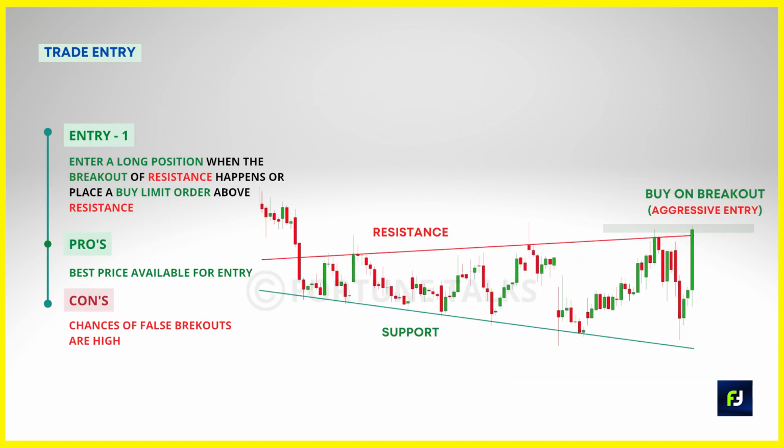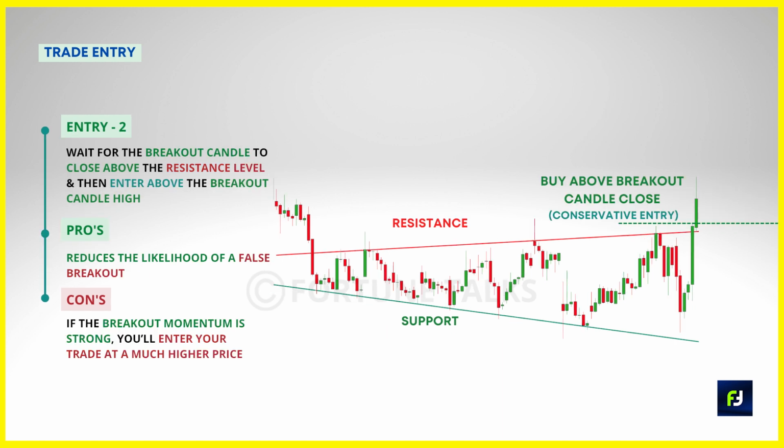So with that in mind, let's talk about all the possible entries when a breakout happens above the upper trendline resistance. You can take a long entry as soon as the price breaks above the resistance, as this will give you a good entry price. But the downside is that it could be a false breakout and you could get trapped. So a better alternative would be to wait for the breakout candle to close above the resistance trend line and then enter at the opening of the next candle or above the high of the breakout candle. Now the problem with this approach is that if the breakout is associated with a good momentum, then you will find yourself buying at a much higher price.